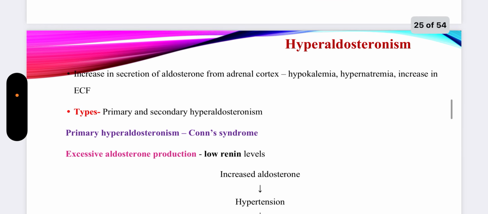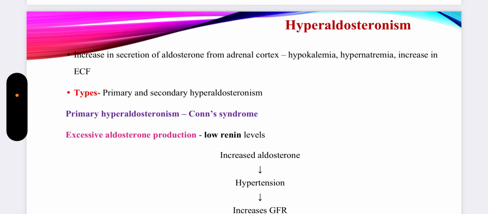Hello everyone. Let's discuss hyperaldosteronism. Hyper means more, aldosteronism is the condition in which there is a rise or increase in the secretion of aldosterone hormone that is secreted from the adrenal cortex.